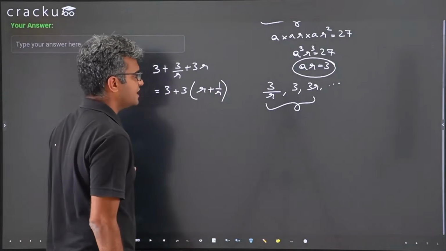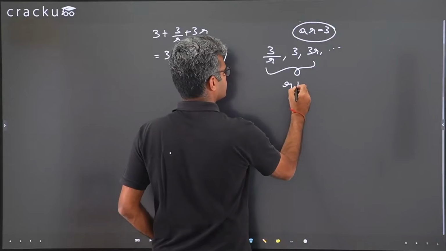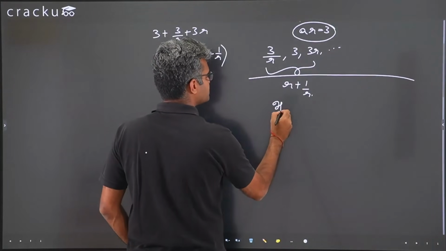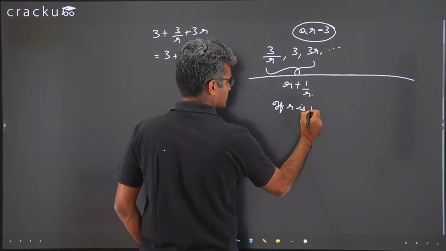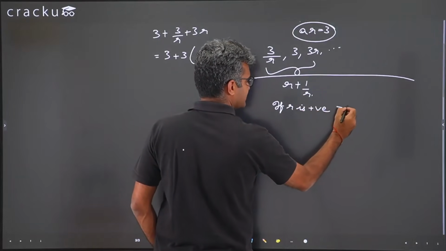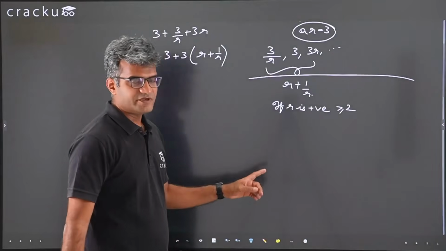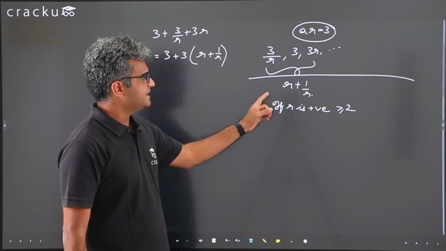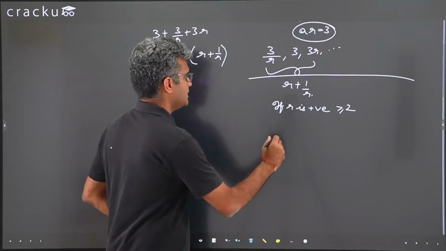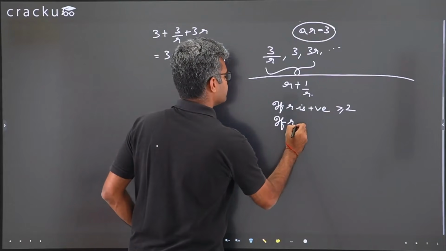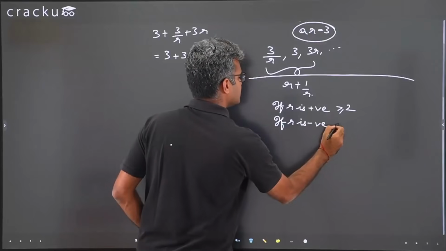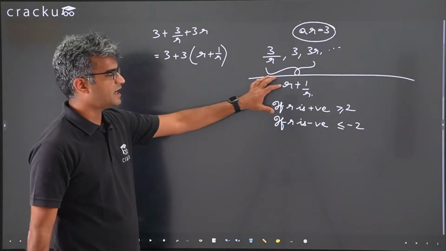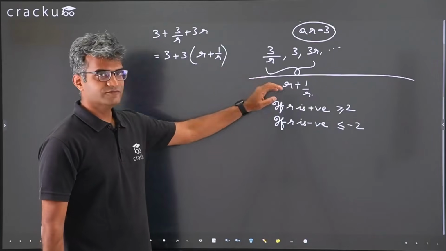Now what do we know about r plus 1 by r? If r is positive, this is always greater than or equal to 2. r plus 1 by r, we can prove from the arithmetic mean being greater than or equal to the geometric mean that it is always greater than or equal to 2. If r is negative, this is always less than or equal to minus 2. That is what we know about r plus 1 by r for any value of r.